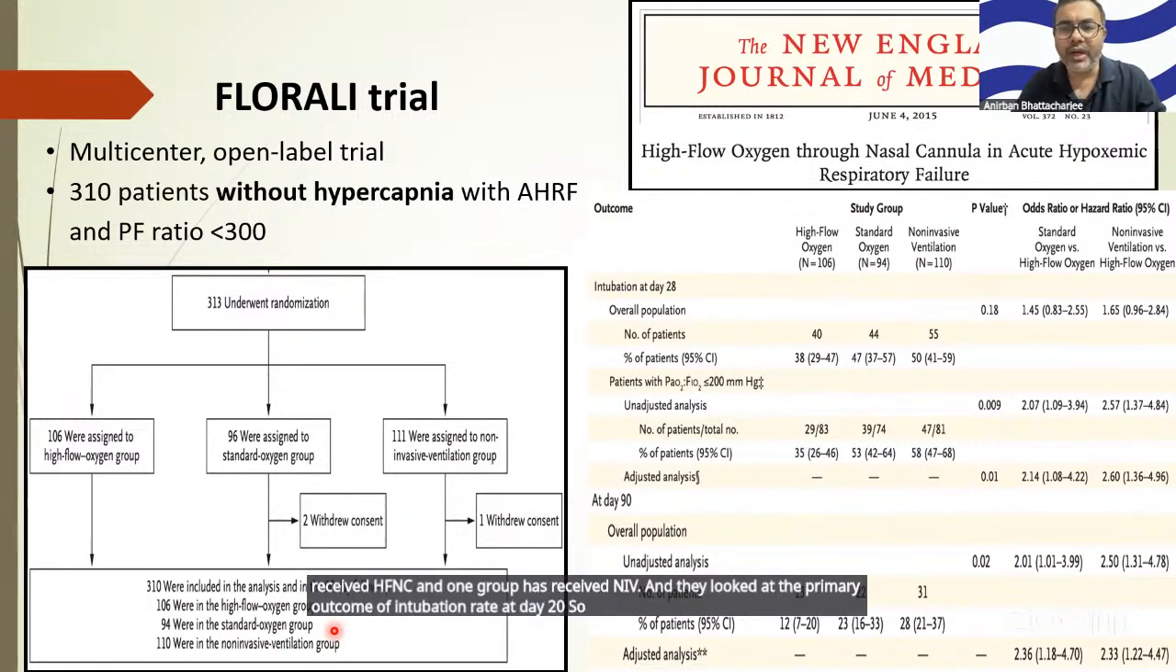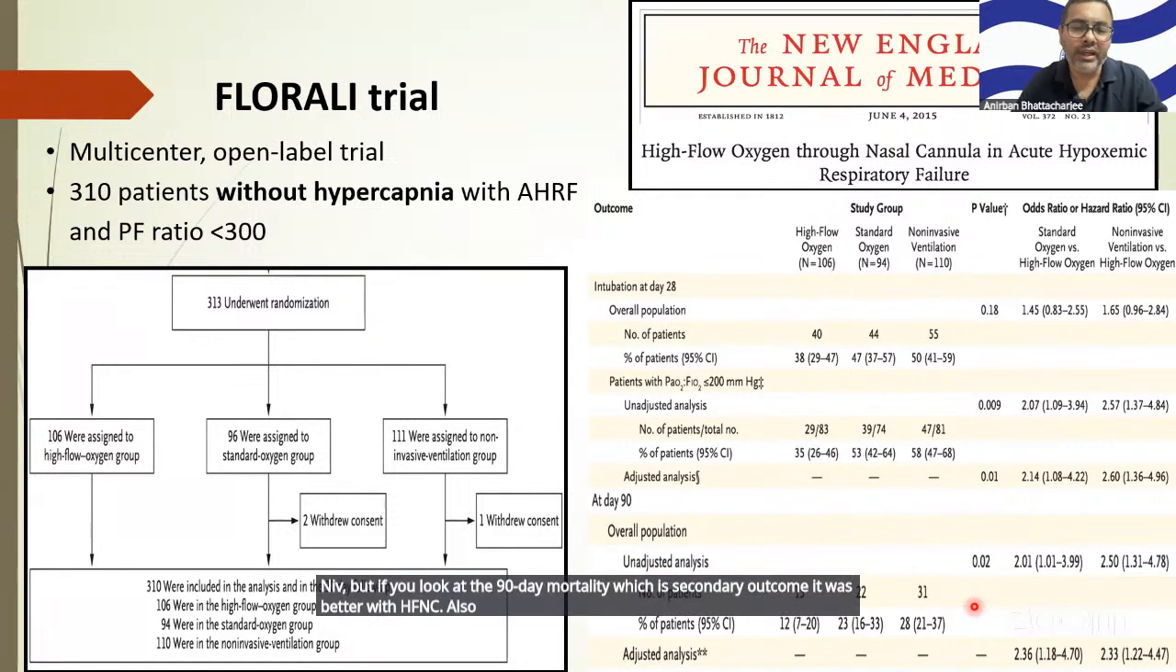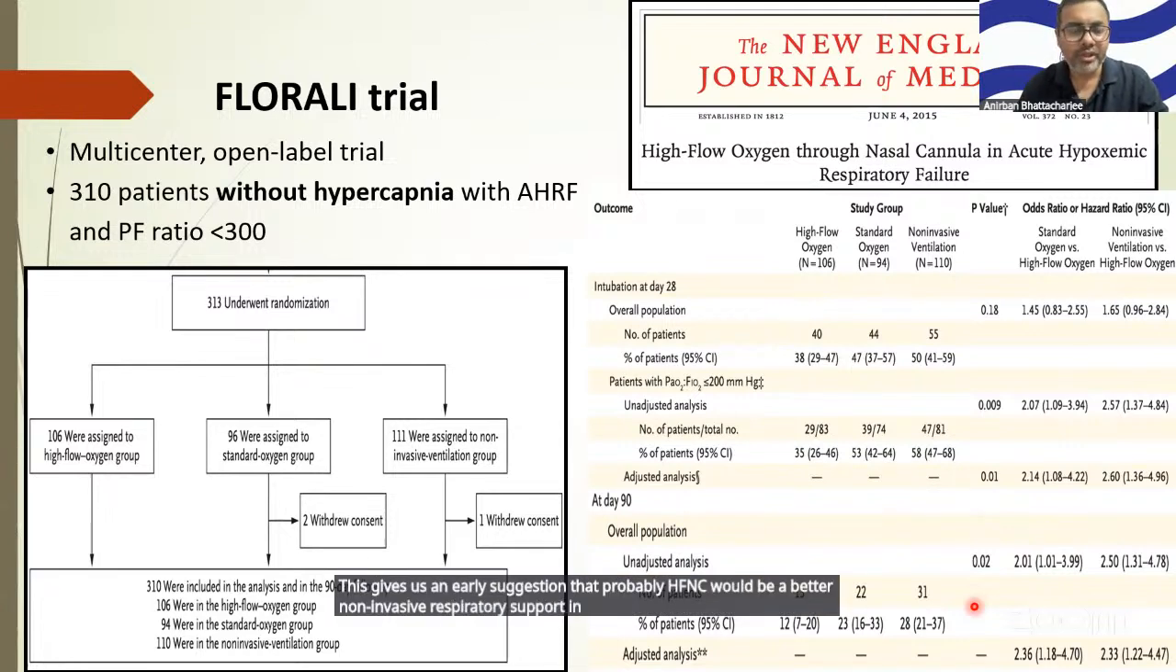Overall, there is no difference between HFNC and NIV. But if you look at the 90-day mortality, which is a secondary outcome, it was better with HFNC. Also, HFNC reduced the intubation rate in the patients who were sicker, who had a PaO2/FiO2 ratio less than 200. So this gives us an early suggestion that HFNC would probably be a better non-invasive respiratory support in patients with acute hypoxemic respiratory failure.